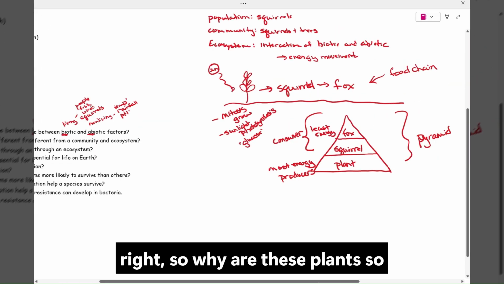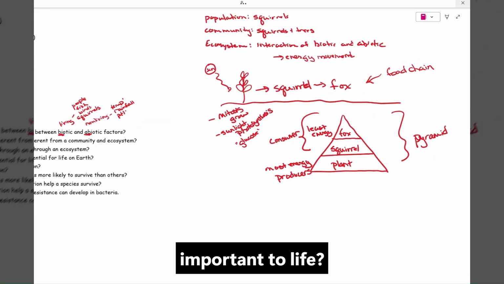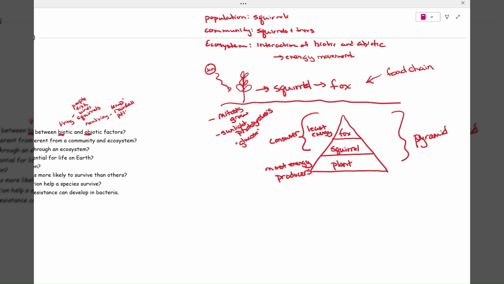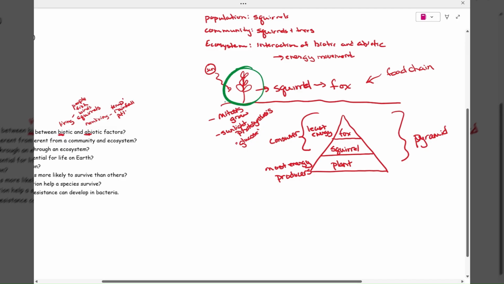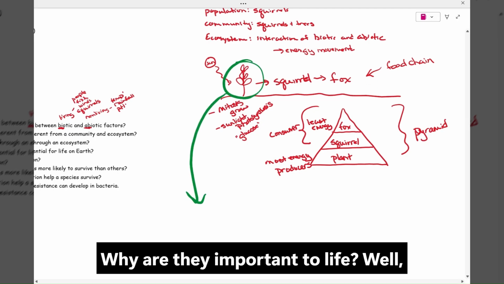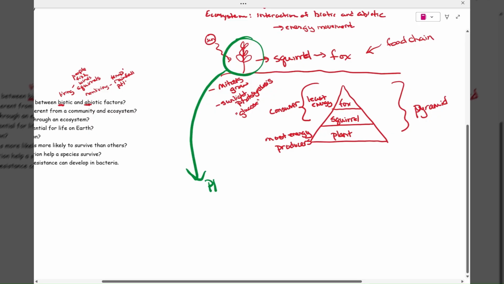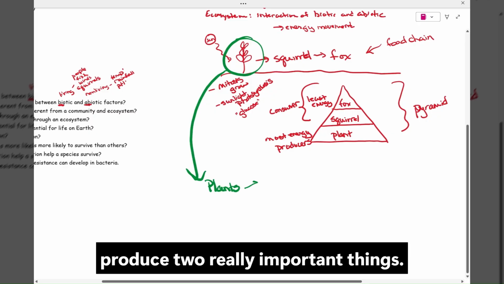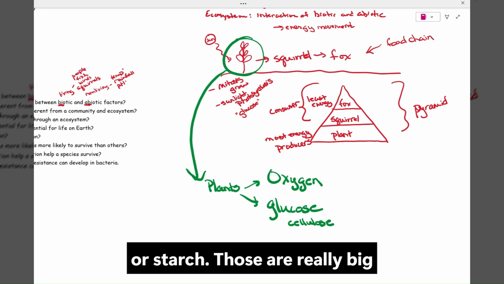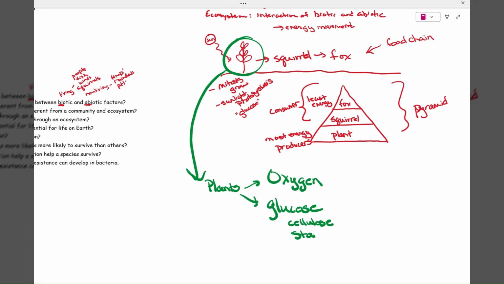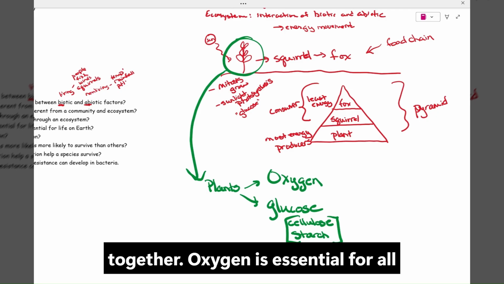All right, so why are these plants so important to life? Anyone know? Let me switch this over to these guys right here. Why are they important to life? Well, plants produce two really important things: oxygen and glucose. Those glucose can be stored as cellulose or starch. Those are really big molecules of glucose that are put together.